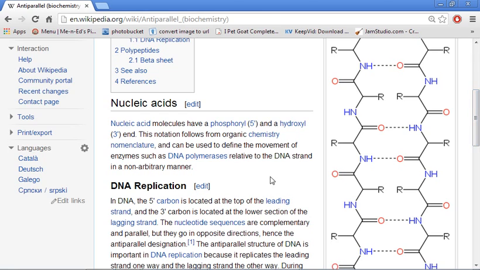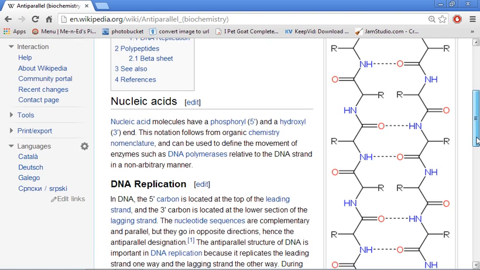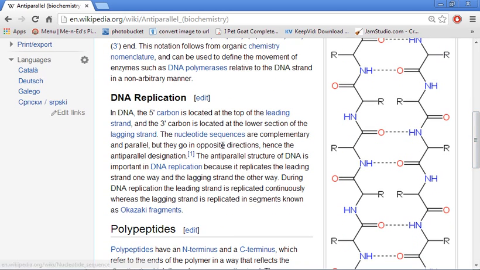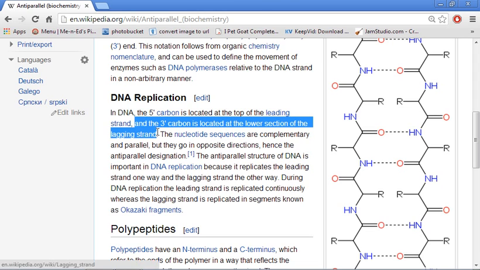And it repeats here. Nucleic acid molecules have a phosphoryl and hydroxyl end. So the phosphoryl is man and the hydroxyl is the other side, the 3. In DNA, the 5 carbon is located at the top of the leading strand and the 3 carbon is located at the lower section of the lagging strand. Okay? That makes sense. The lower section attached onto.